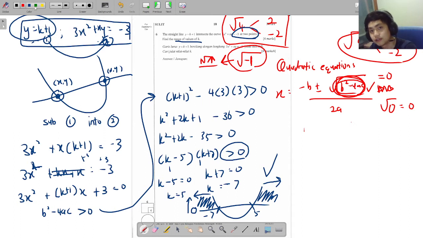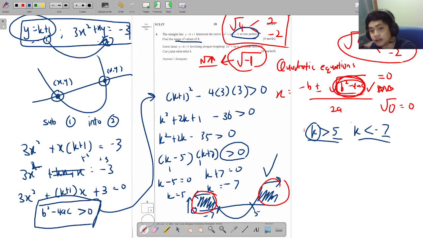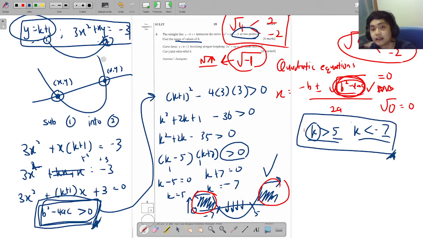So since we know this, we have here and here, which is k is greater than 5, k is less than negative 7. So this answer means that you have to use values of k which is greater than 5 or less than negative 7 in order to make sure that this criteria is met. In order to make sure b squared minus 4ac greater than 0 is met. Because if you use any value in between here, you are not going to meet that condition. You can try it out on your own time, but most definitely you will not meet the condition at these 2 points here, right? So that's why we say the answer is k greater than 5 and k is less than negative 7.